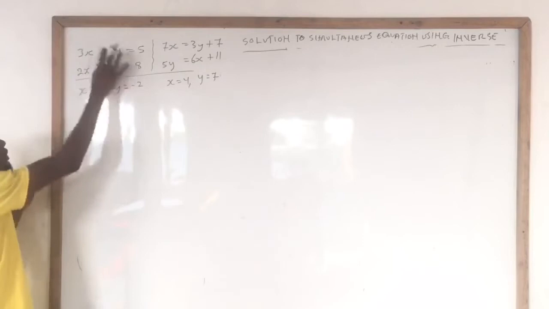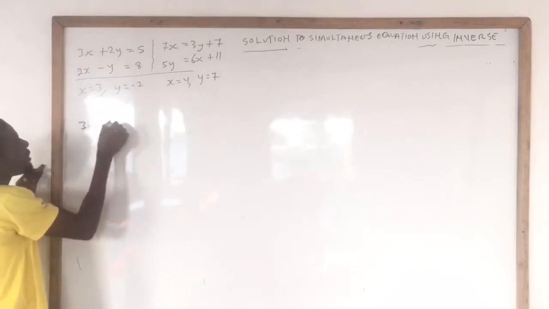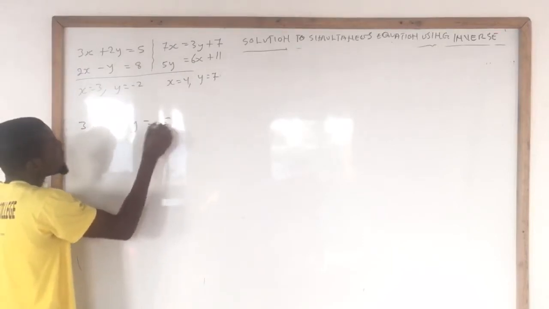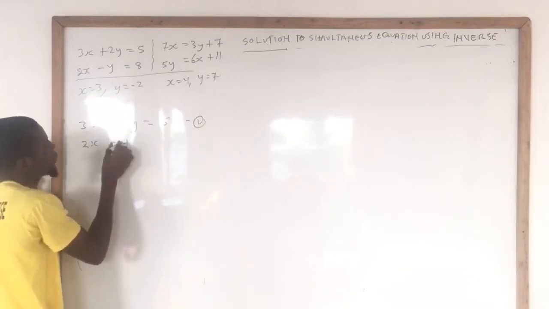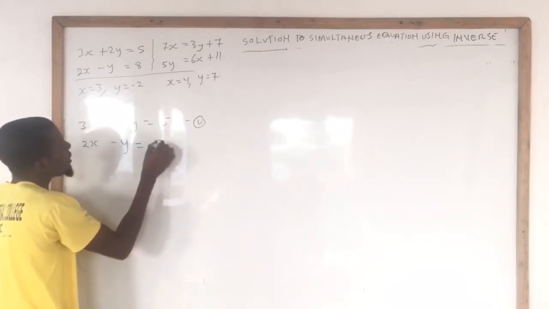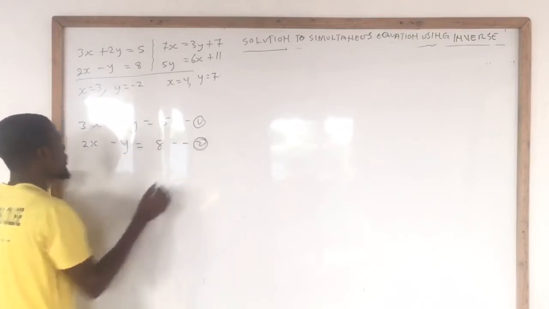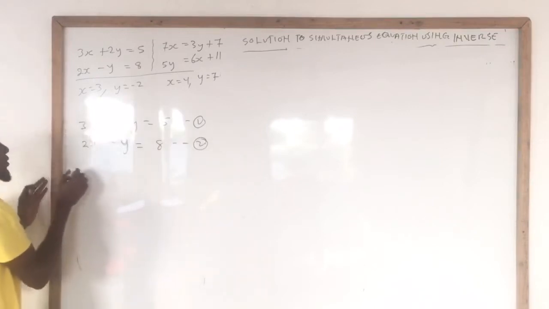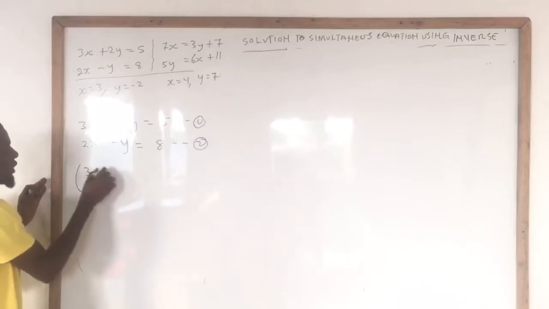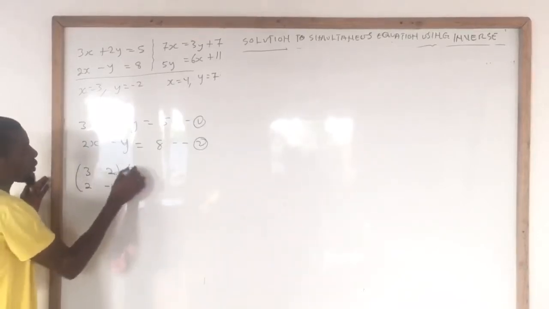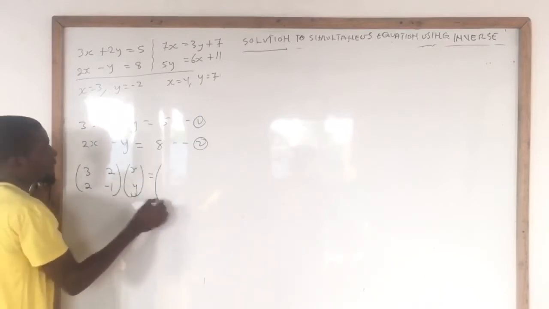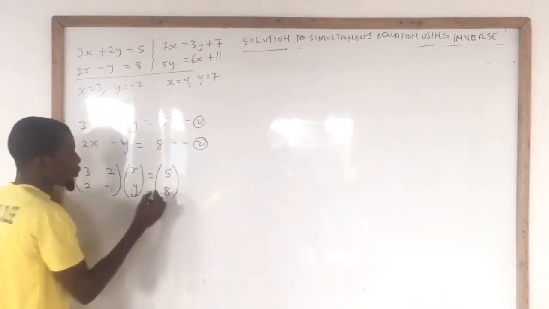Of course, so let's first write the equations. 3x + 2y equals 5. This is my equation 1. And then I have 2x minus y equals 8. This is my equation 2. So let's write this in matrix form. We have 3, 2, 2, then 1, and then x, y gives me 5, 8.